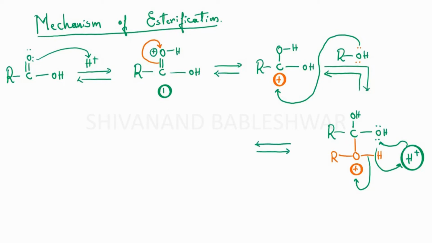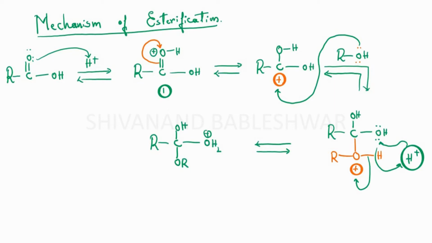So here I can write it as R, then followed by C, then followed by OH, and here I can write it as OH2 with a positive charge, because it has taken one H plus, and here we write a single bond O, and I can write it as just R.